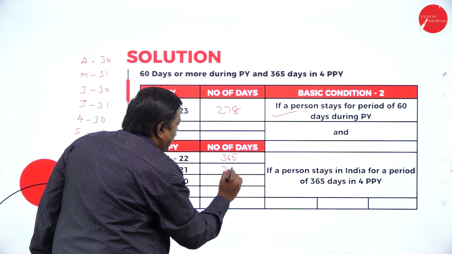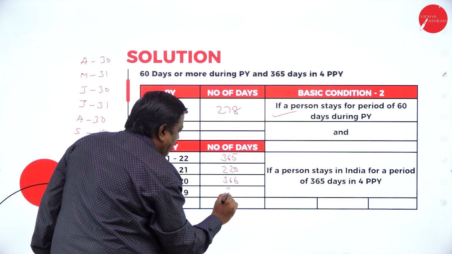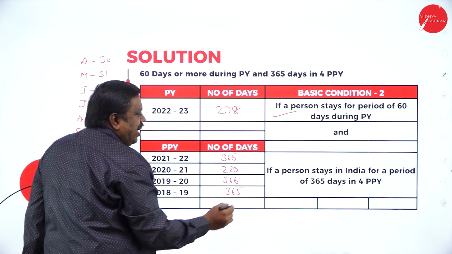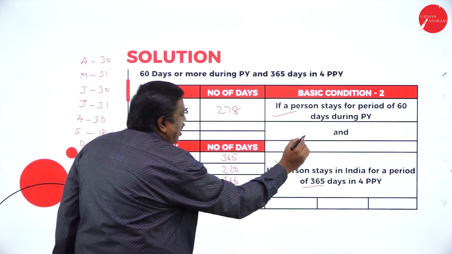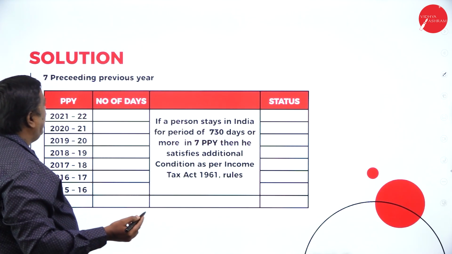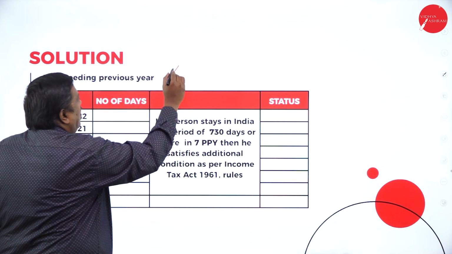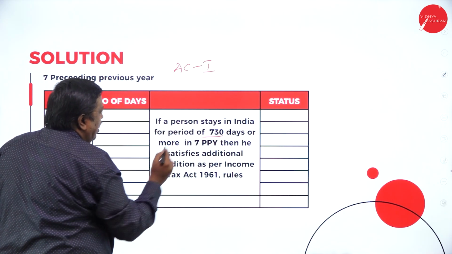So 220 days, and the other years 365, 366 and 365 days. So how many days should I stay? Total 365. I've satisfied even my second basic condition. So what is my first additional condition we have here? I should stay for a period of 730 days.